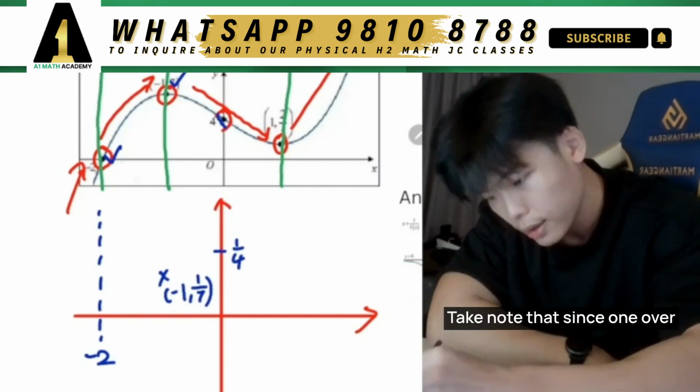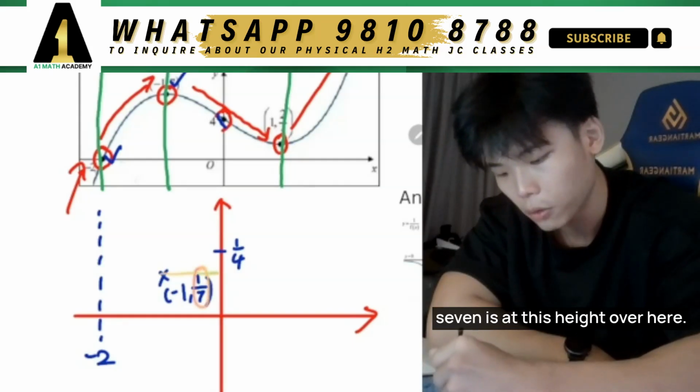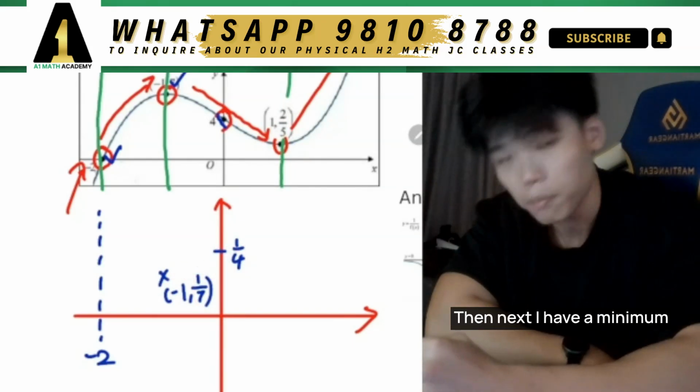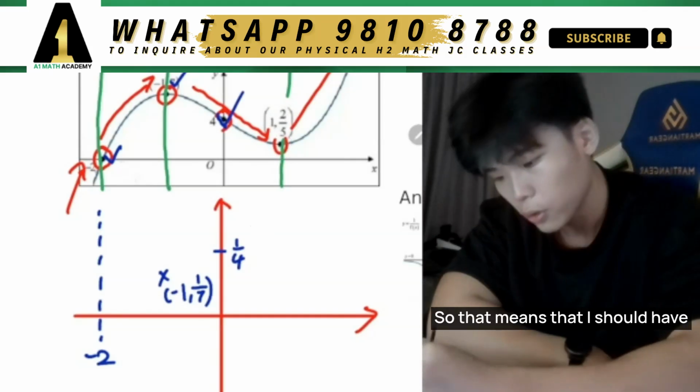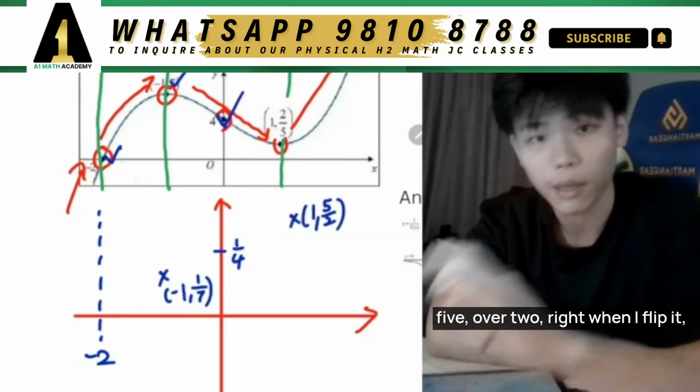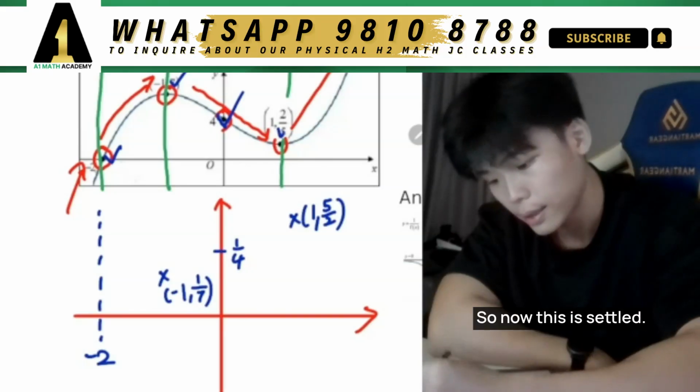Take note that since 1 over 7 is at this height over here, then 1 over 4 should be on top of it, right? Then next, I have a minimum point of 2 over 5 over here. So that means that I should have a maximum point over here at 5 over 2, right? When I flip it, now it's a maximum point. So now this is settled.